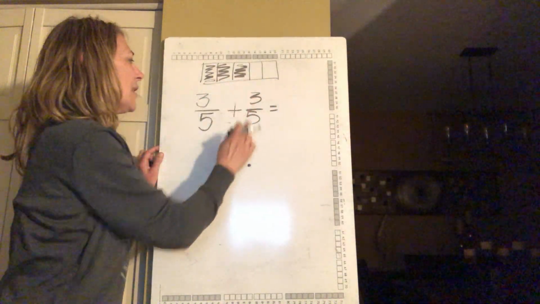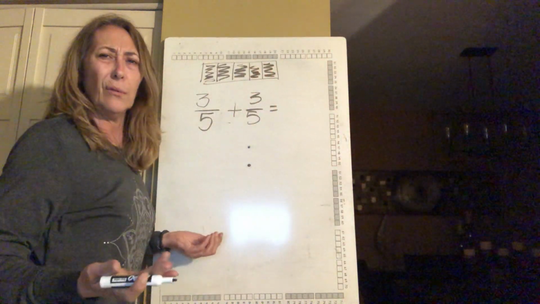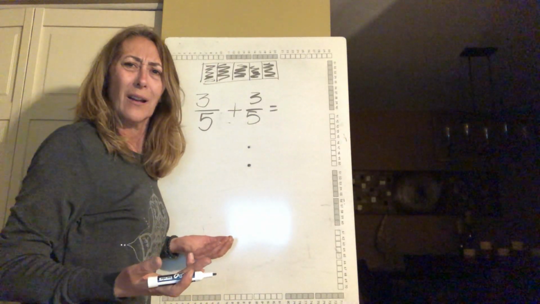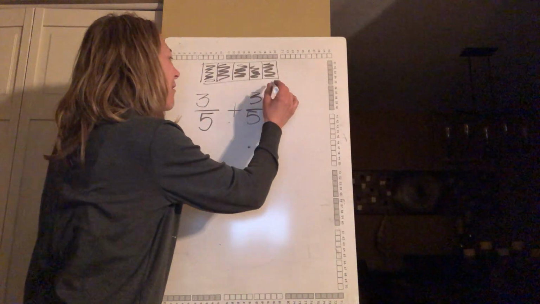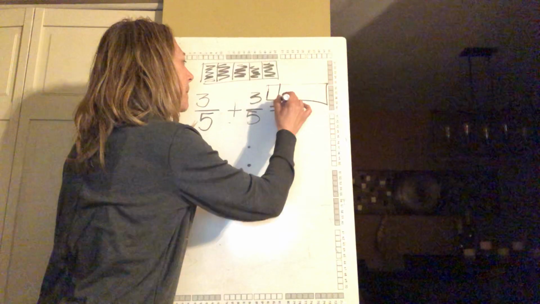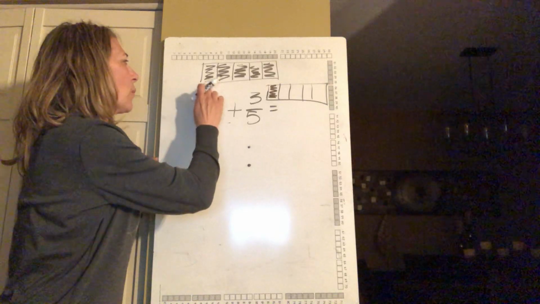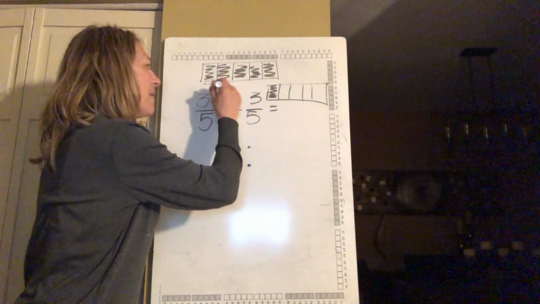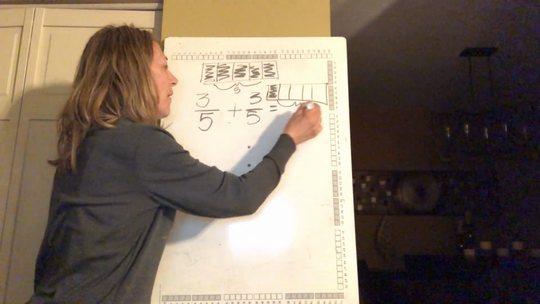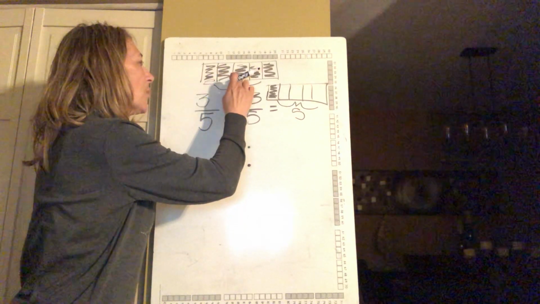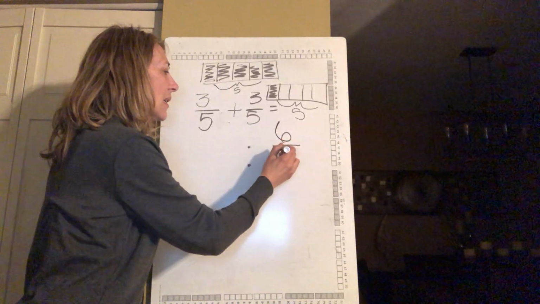So I have 5 pieces in my whole. I have 3 to start with, and I'm adding 3 more. So here's 1 more, 2 more. Ooh, I filled up that whole bar. But I still have 1 more piece. So I have to make another bar of 5. And I need 1 more. So it's 3/5, 1, 2, 3, because there's 5 pieces in the whole, plus 1, 2, 3 more. 5 pieces in the whole. So it's 1, 2, 3, 4, 5, 6. That's 6/5.